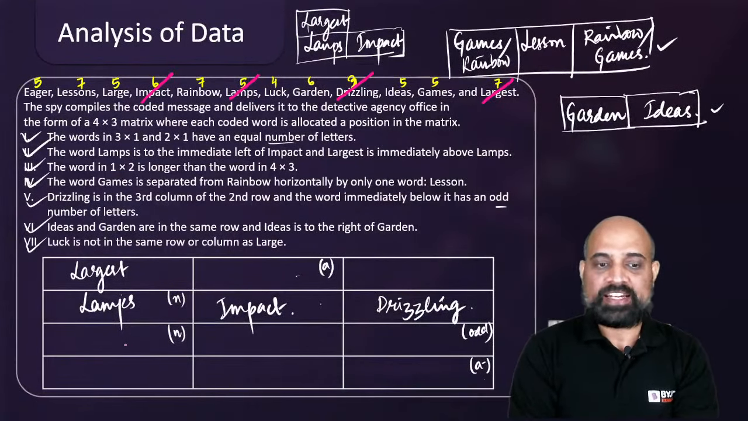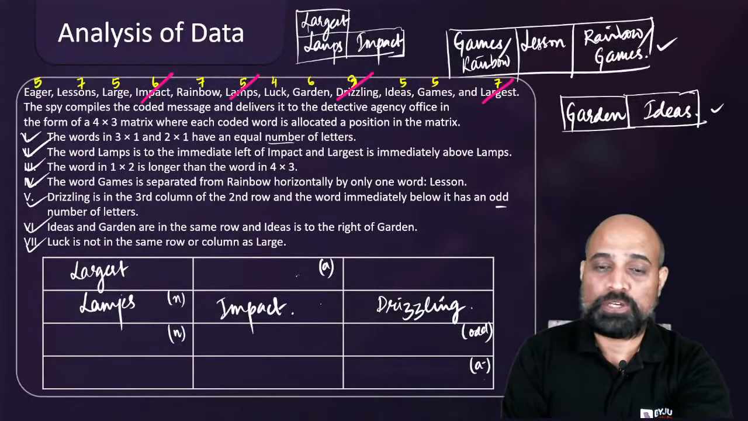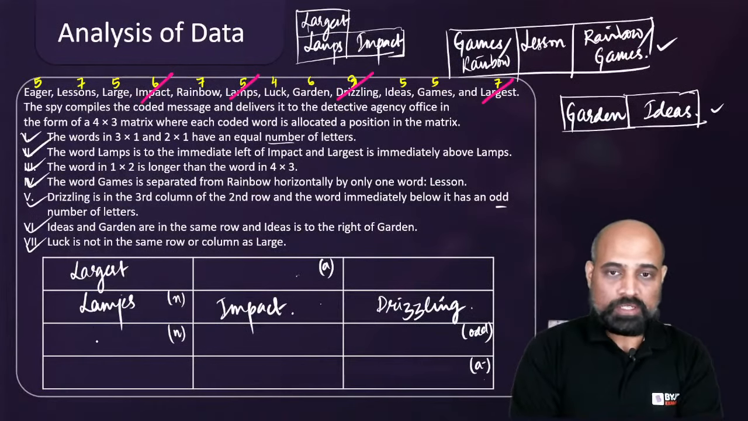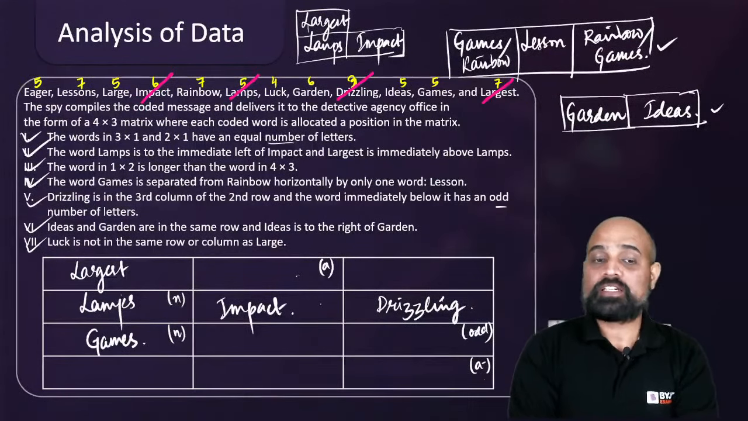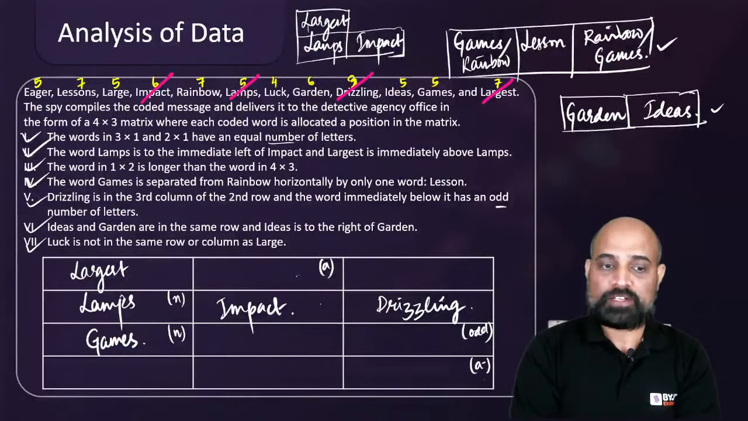So we can have ideas or games in the third row, right? If games come in the third row, this is very much possible, right? Because we will have games, lesson, and rainbow is going to be odd, that we are aware of, right? तो अब इसको इधर place कर देते हैं. Why have I put games here? Because rainbow cannot come here. We need to have same number of letters. Lamps and games, they both have 5-letter words.